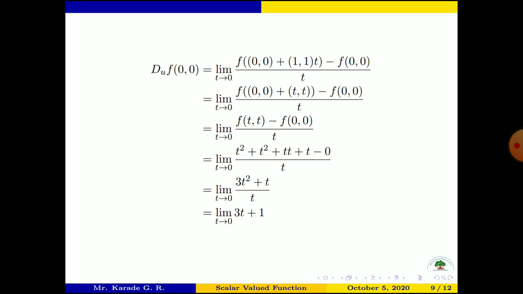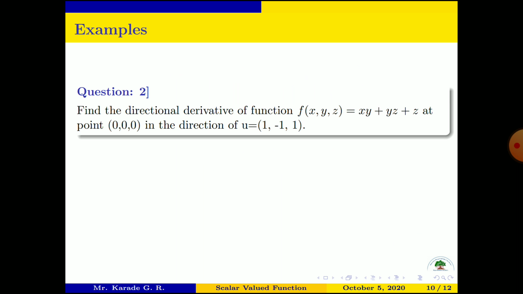So as t tends to 0, can you guess what the answer will be if I put t equal to 0 here? The answer will be 3 into 0 plus 1, and finally it becomes 1. So in this way, the directional derivative of function f at point 0, 0 in the direction of vector 1, 1 is 1. Okay, now consider the next question, second problem.